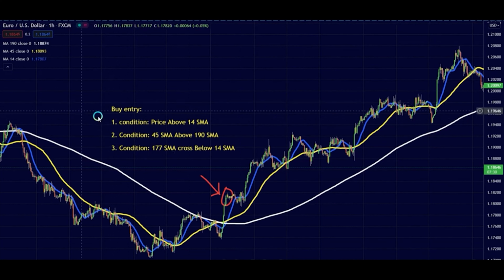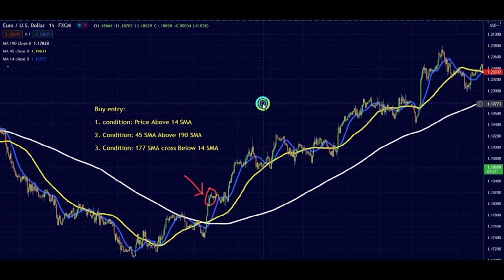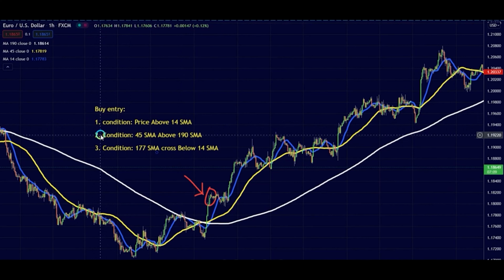So basically we have three conditions, and I will go through the conditions and show you how to trade with this setup. Our buy entry is the following: when the price is above the 14 period simple moving average, it is our first condition. Our second condition is when the 45 period moving average is above the 190 period moving average.